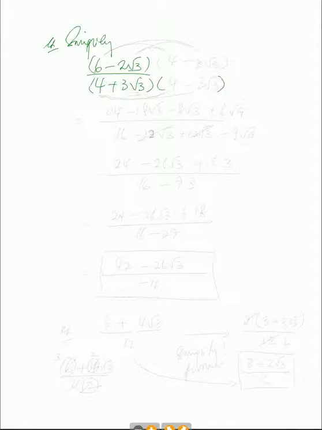Okay, let's look at more examples. Supposedly I say, can you simplify? Let's try (6 minus 2 radical 3) over (4 plus 3 radical 3). Remember, you are trying to make the denominator rational, okay? So all you look at is the denominator, and what you're trying to do is use the conjugate.